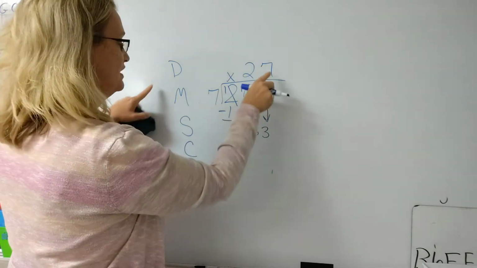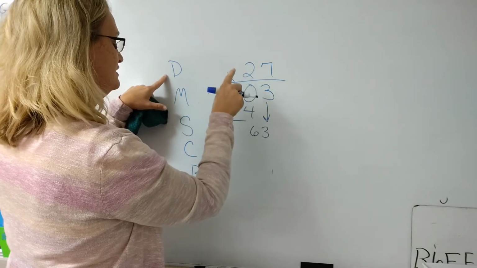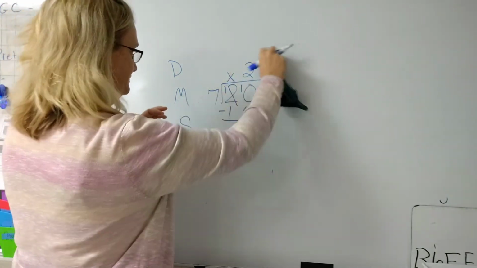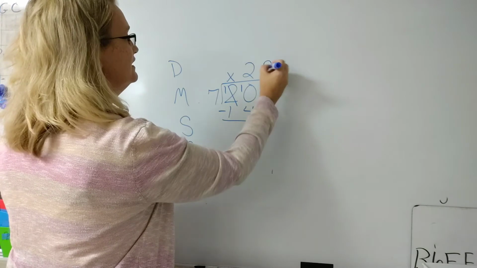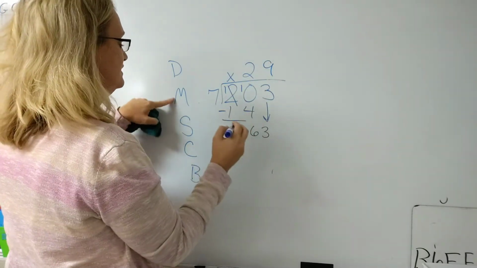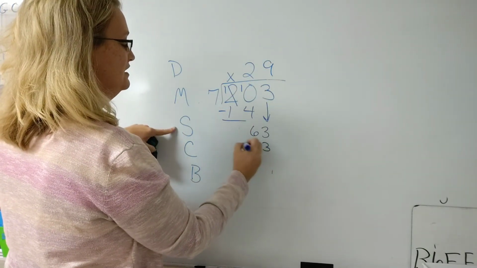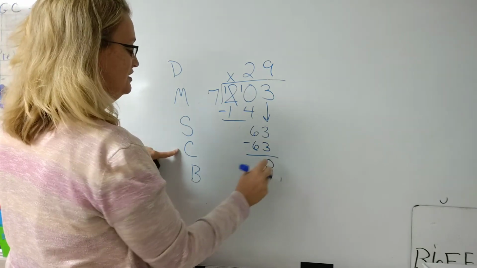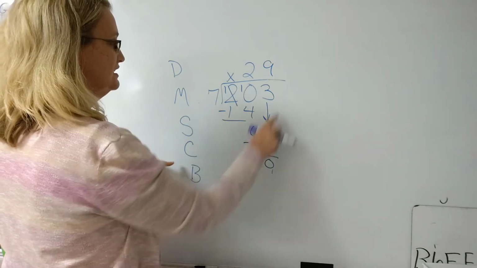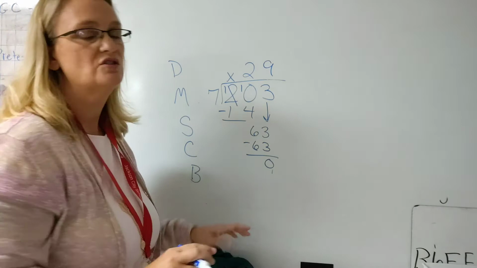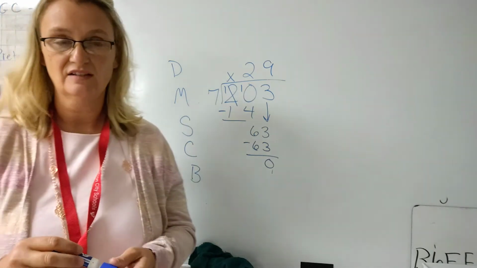So we're going to try the next one up. All right, next one up. 9 times 7, 63. Subtract. 0. It is less than 7. Nothing left to bring down. 29 is your answer.